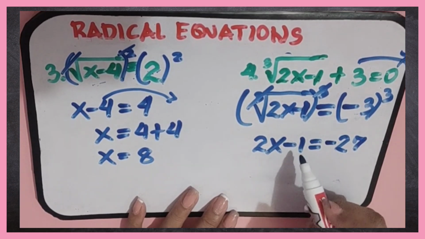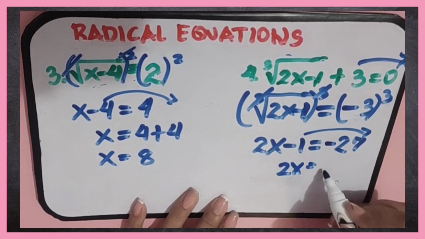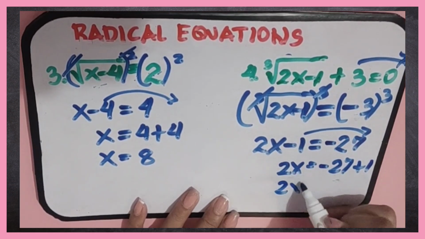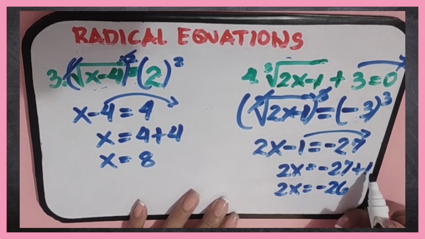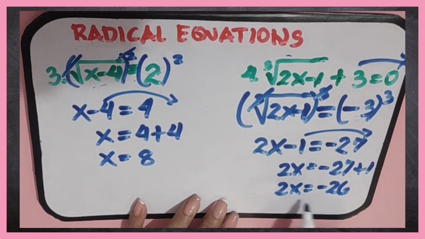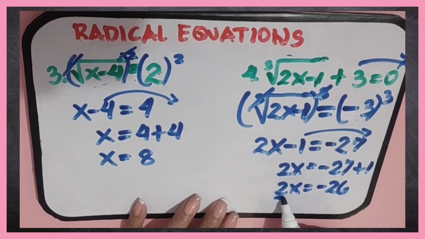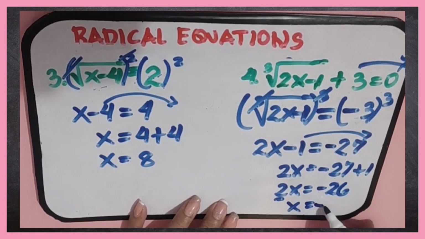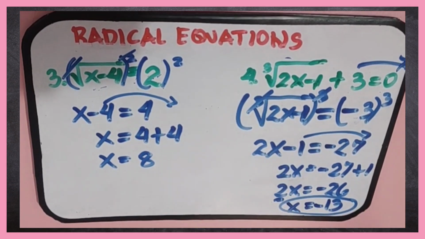Then transpose negative 1 to the right side. So we have 2x equals negative 27 plus 1. So we have 2x equals negative 26. We have unlike signs, so we will subtract, then get the sign of the greatest number. Then 2x equals negative 26. Divide both sides of the equation by 2, the numerical coefficient of x. So we have x is equal to negative 13. So this is the solution of number 4.